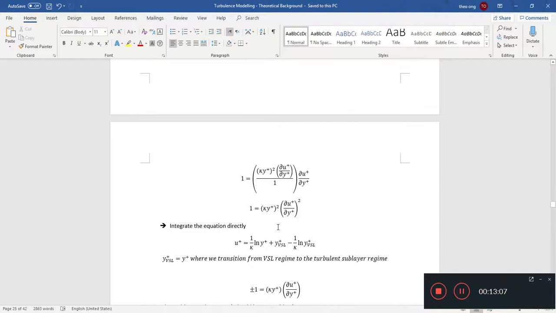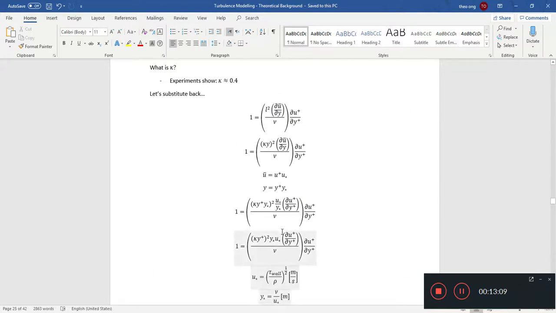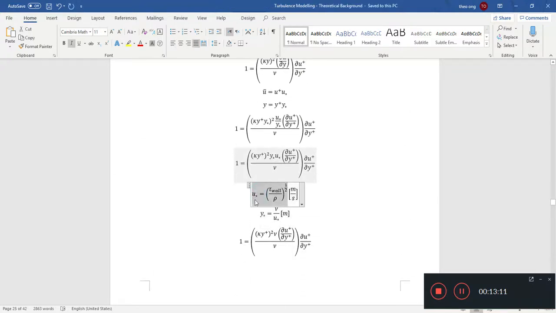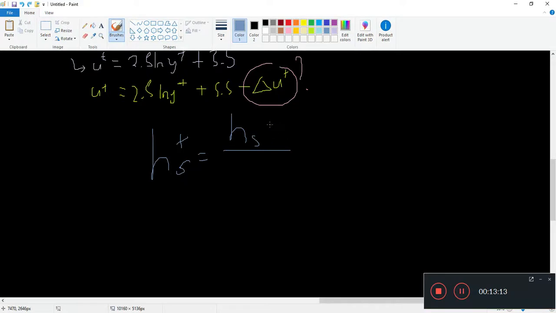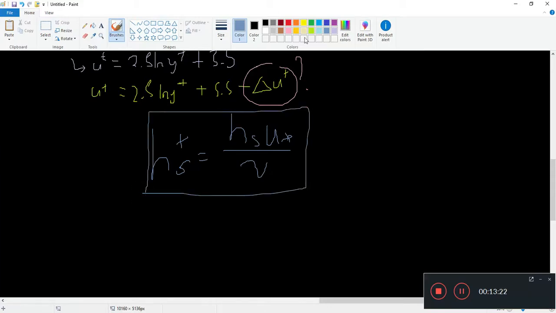Let's see. I used u star before, so let's stick to u star, not v star. U star, and I'll have a new one over here. So this is hs. Great, we know what this is, we know what this is. And what is this?